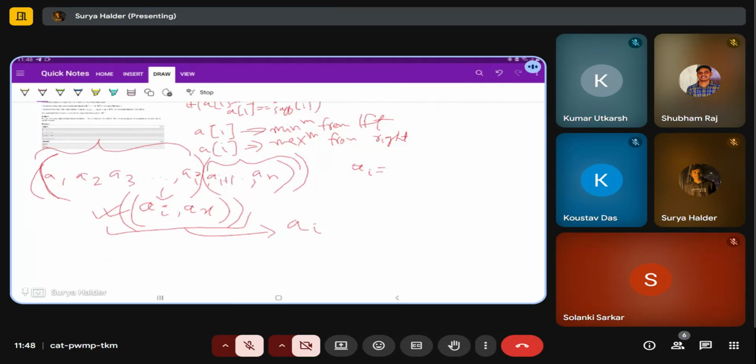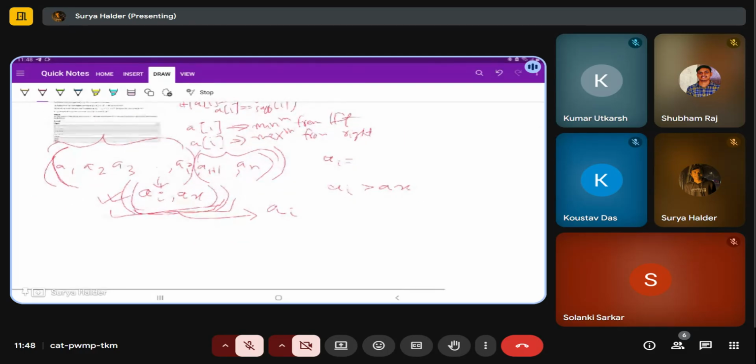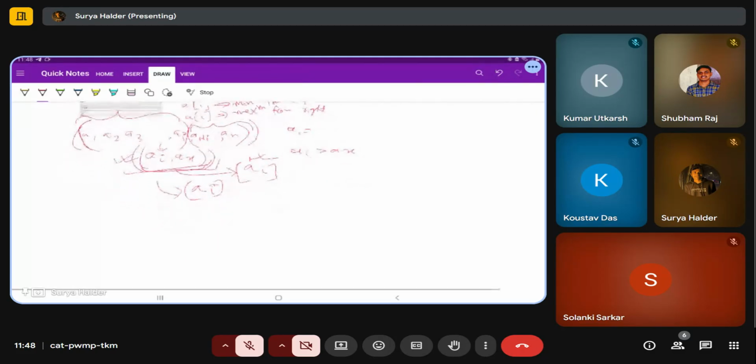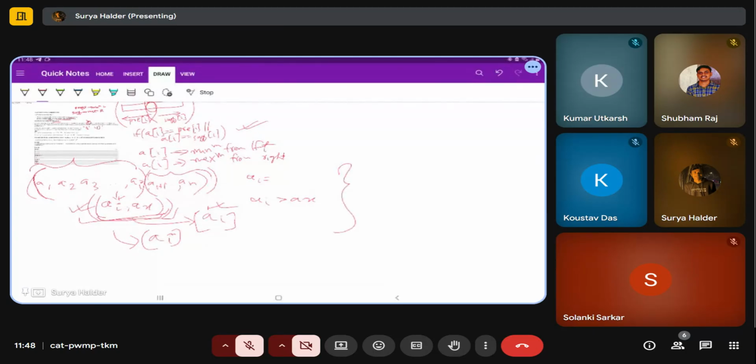And if a of I is greater than a of x, meaning among these two elements a of I is the greater element, then I will be using the suffix operation. Among these two, I will take these two elements as an entire array, and I will be replacing them with the maximum element, which is a of I. So in this case I will get an array whose length is 1 and the element is a of I. So this was for when a of I is minimum from left.